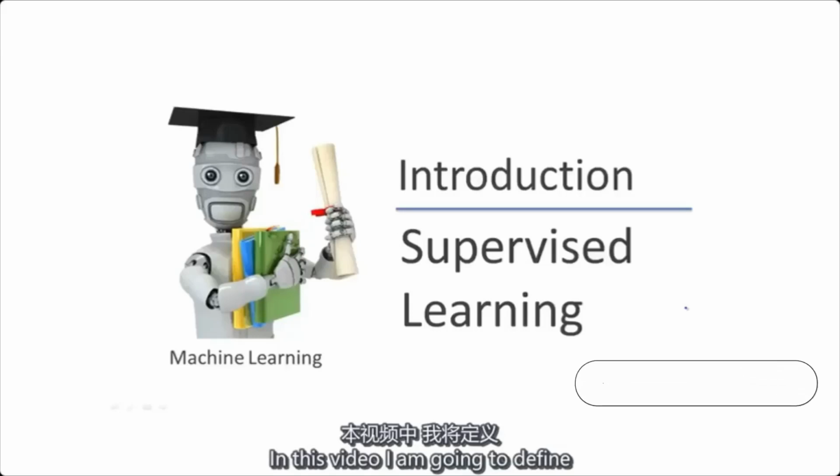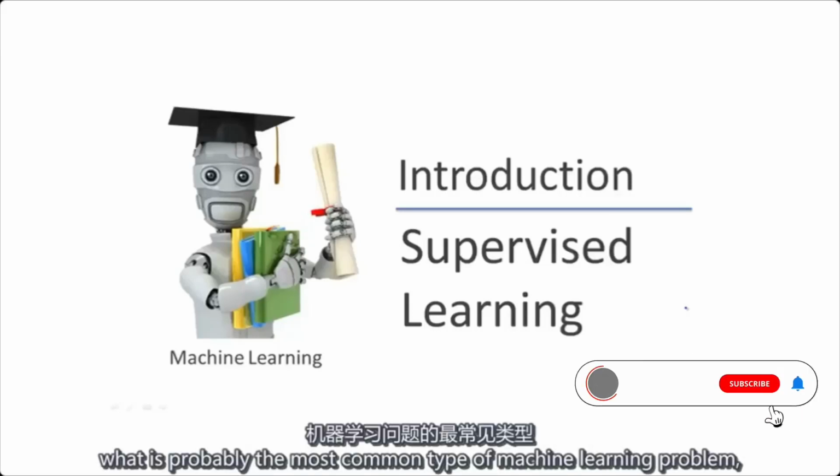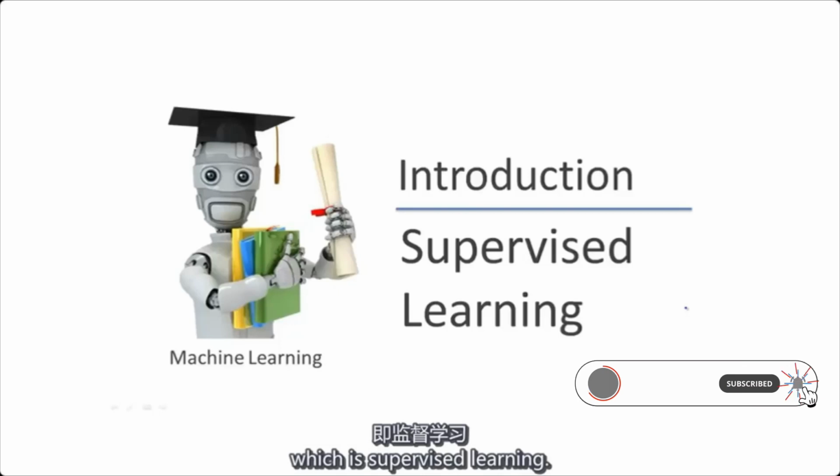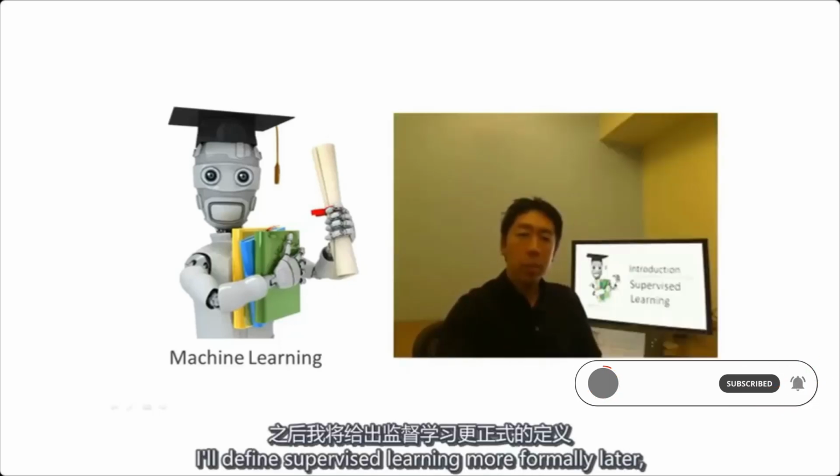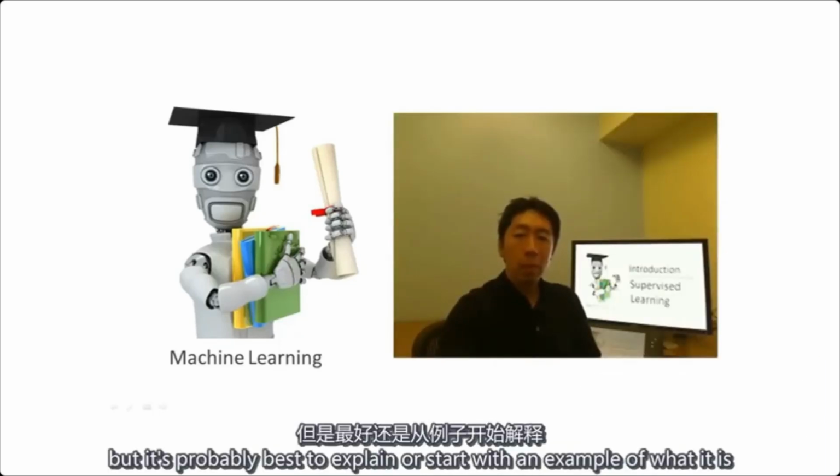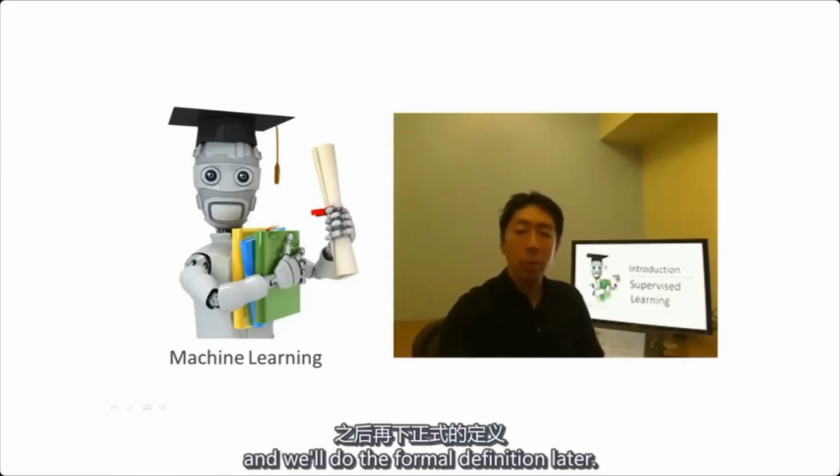In this video, I'm going to define what is probably the most common type of machine learning problem, which is supervised learning. I'll define supervised learning more formally later, but it's probably best to start with an example of what it is, and we'll do the formal definition later.